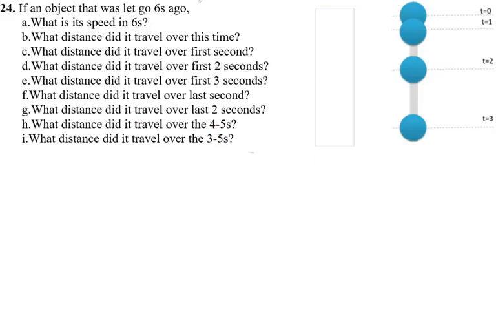So here is another question. What is the speed of the object if it was let go 6 seconds ago? So here it is going to be 60 meters per second. What distance did it travel over this time? Average velocity is 30 times the time 6 seconds gives me 180 meters.